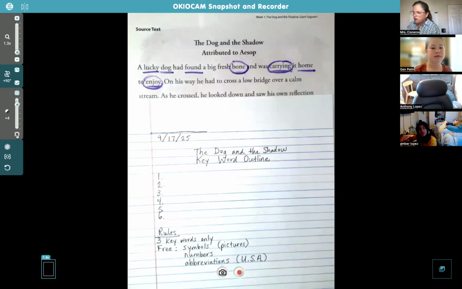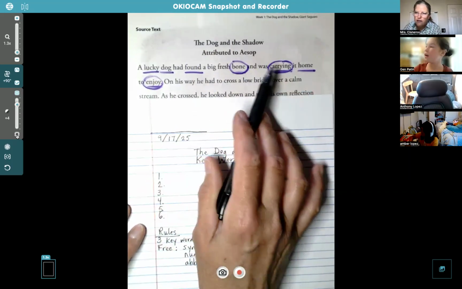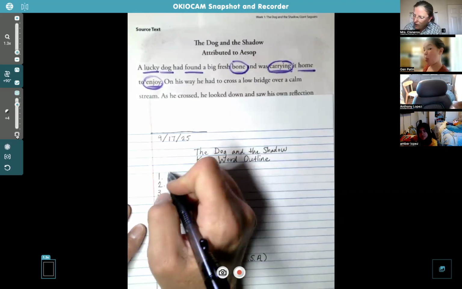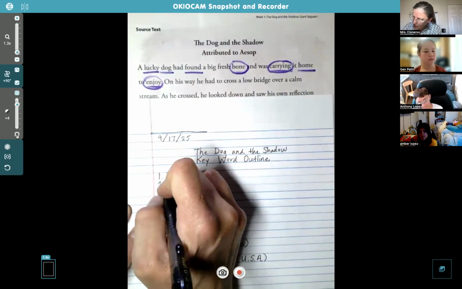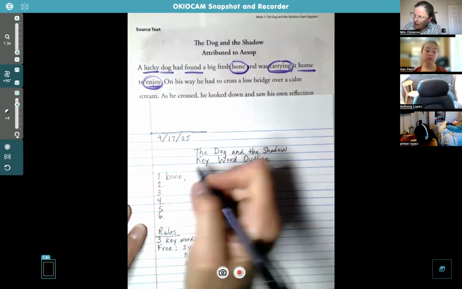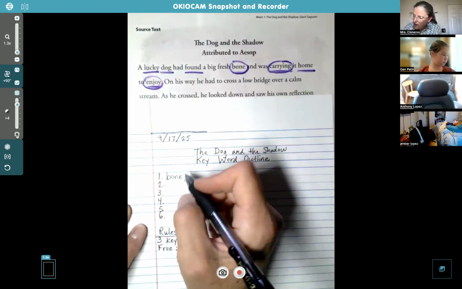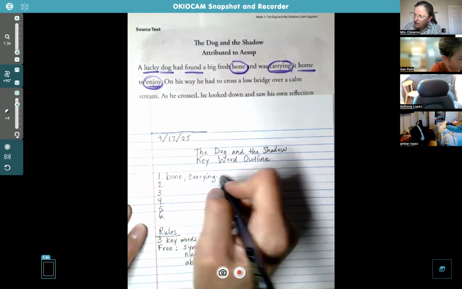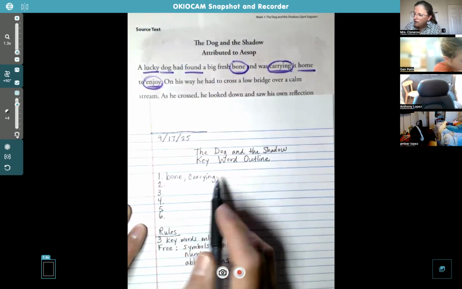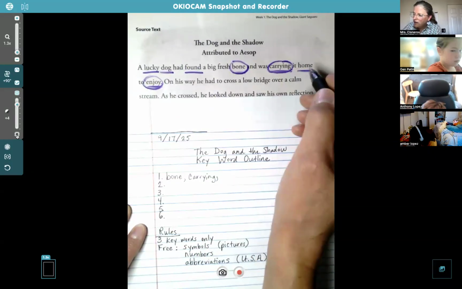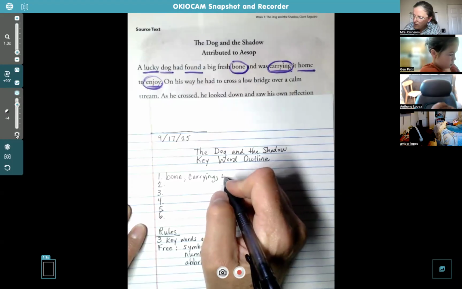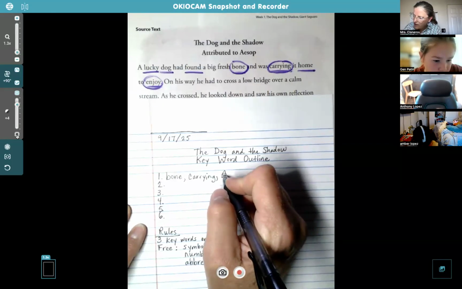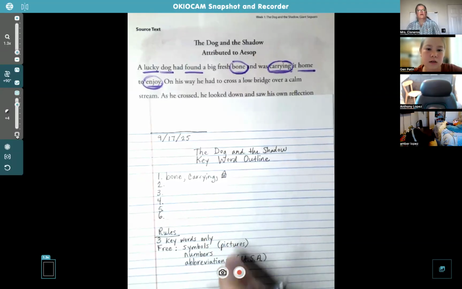Okay, so this is how it's going to work. And I want you to underline and circle on your paper too. So hopefully you guys are doing that. And go to number 1. We're going to put the word bone. That's one keyword. We're going to put carrying. This is next to number 1. And then we're going to draw a little home because that's important to remember where he was carrying it. So I'm just going to do a tiny one in that spot. Don't make it very big. This is a symbol.